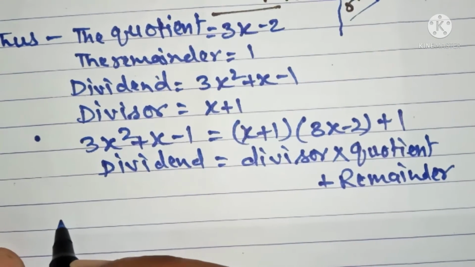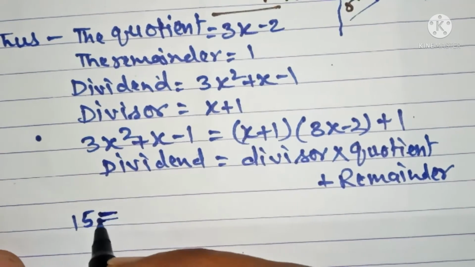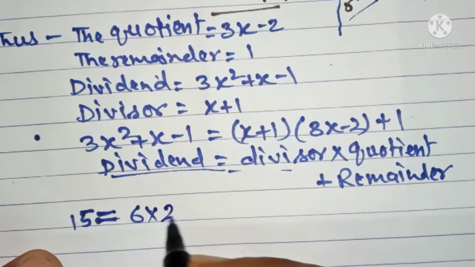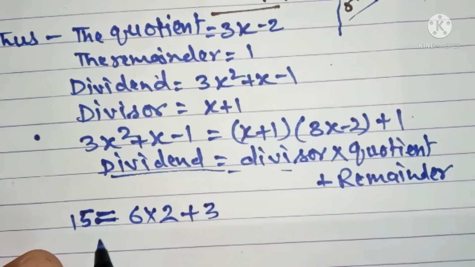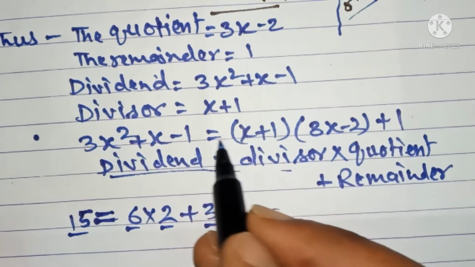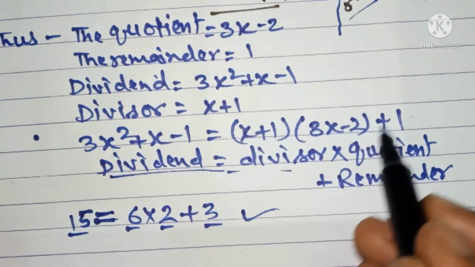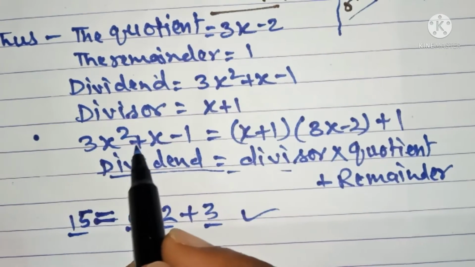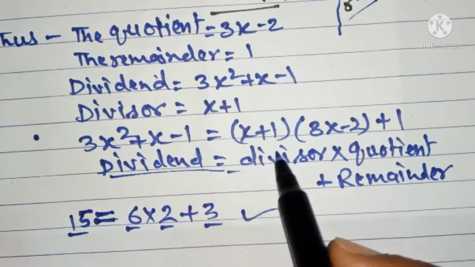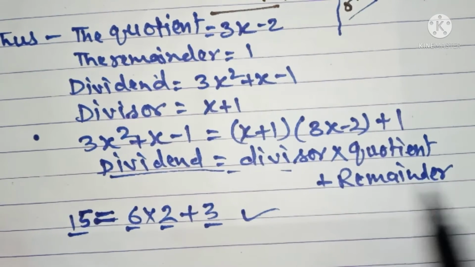This is the same as we have seen in the case of 15 divided by 6. We have 6 into 2 plus 3, where 15 is dividend, 6 is divisor, 2 is quotient, and 3 is remainder. Here 3x square plus x minus 1 is equal to x plus 1 into 3x minus 2 plus 1, where 3x square plus x minus 1 is dividend, x plus 1 is divisor, 3x minus 2 is quotient, and plus 1 is remainder.